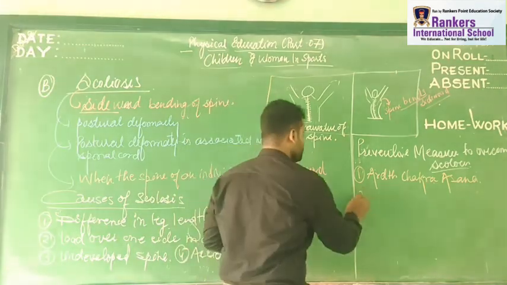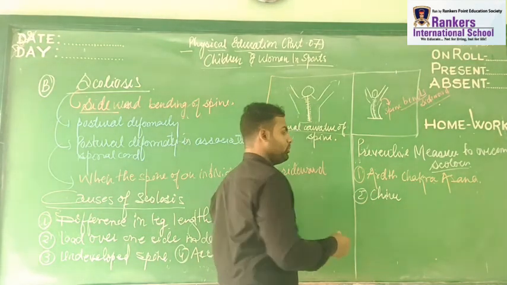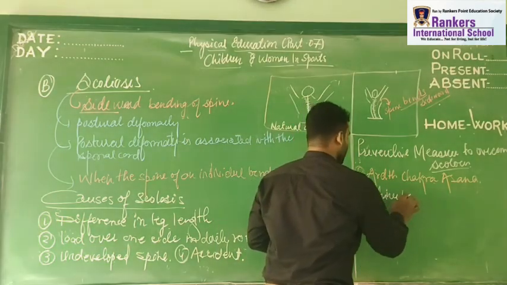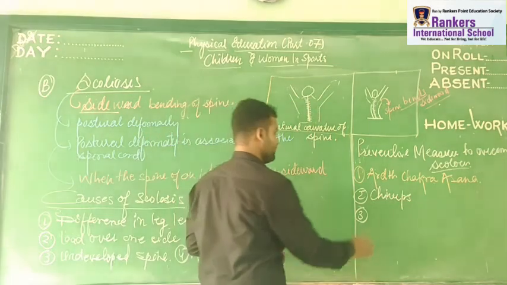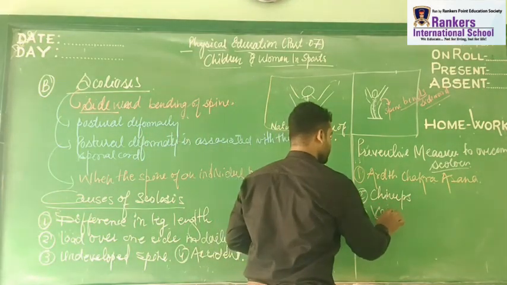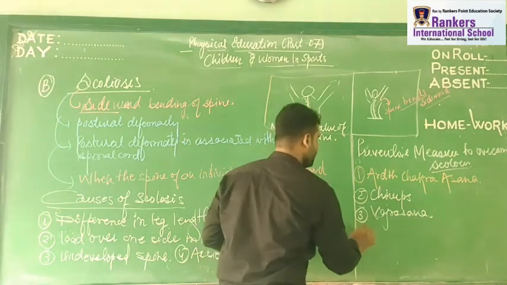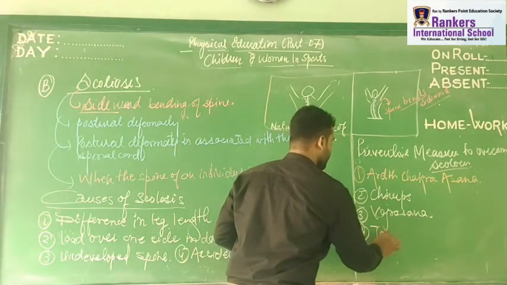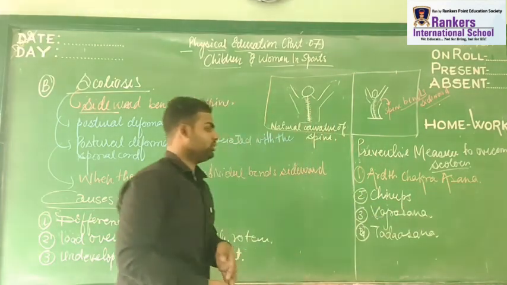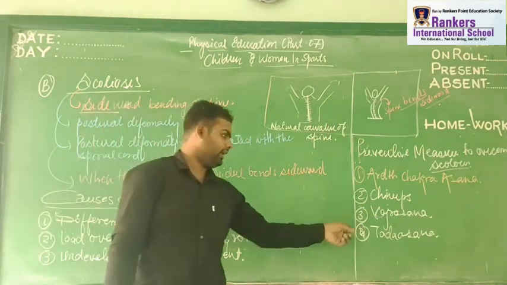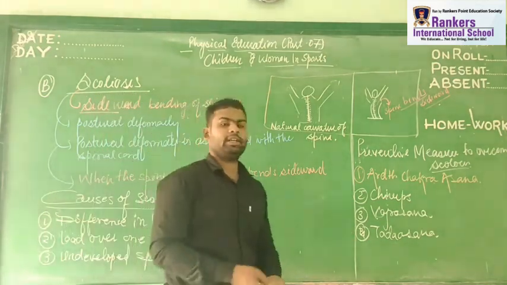Second is chin-ups. Chin-ups help you to make your spine straight. Third one, you can go for Vajrasana. Okay, you can go for Tadasana. Right? So these are some corrective measures which definitely help you to overcome the various problems, basically scoliosis.